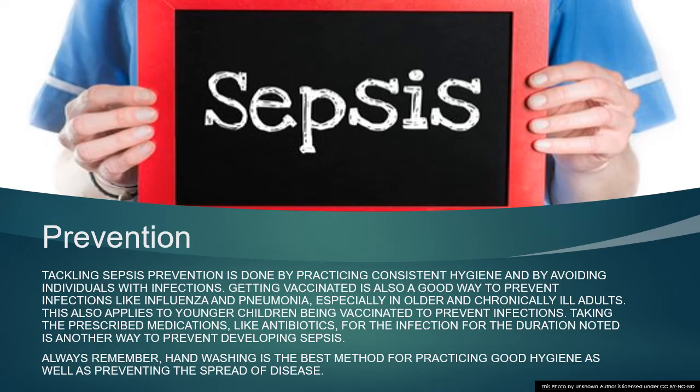Sepsis prevention. Tackling sepsis prevention is done by practicing consistent hygiene and by avoiding individuals with infections. Getting vaccinated is also a good way to prevent infections like influenza and pneumonia, especially in older and chronically ill patients. This also applies to younger children being vaccinated to prevent infections. Taking the prescribed medications like antibiotics for the infection for the duration noted is another way to prevent developing sepsis. Always remember, hand washing is the best method for practicing good hygiene as well as preventing the spread of disease.